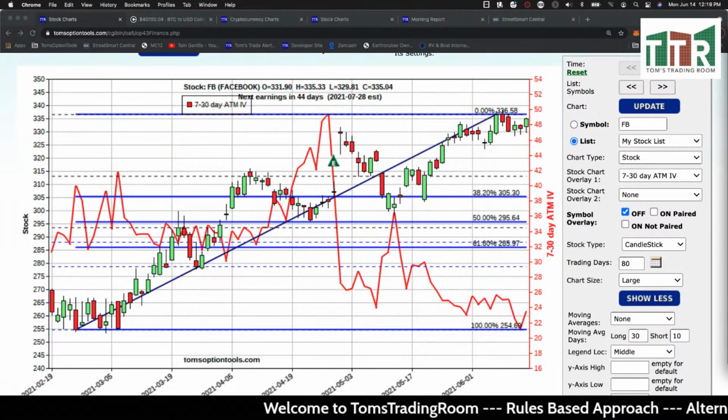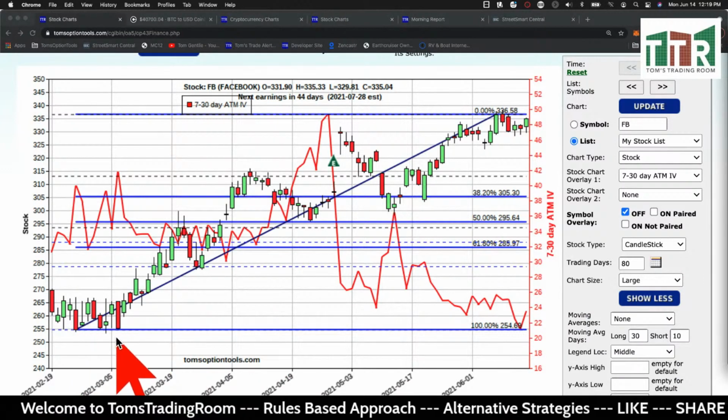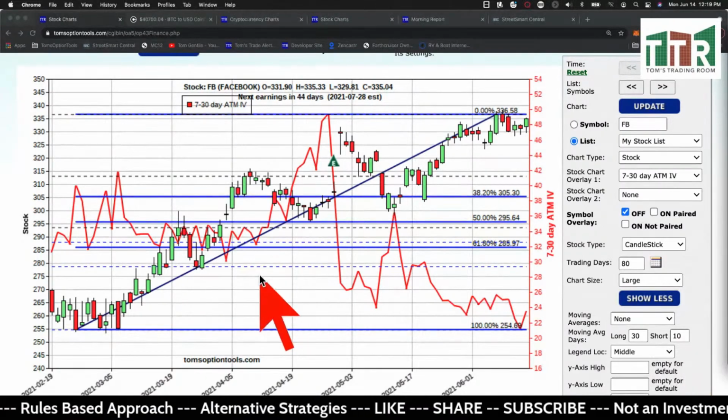On FANG, again, I'm utilizing the 80-day chart. And the reason I'm utilizing the 80-day chart, let me make this important, is because stocks hit a low back between February and March. That's where I'm starting the Fibonacci.